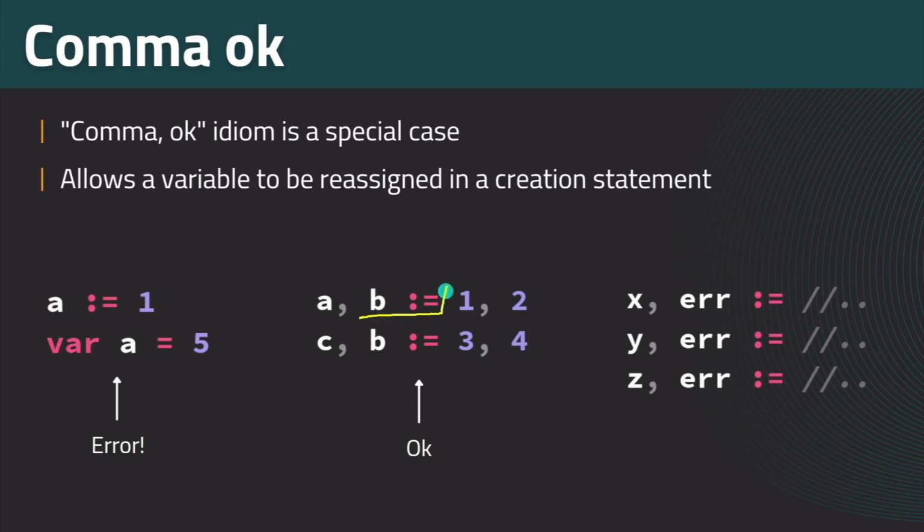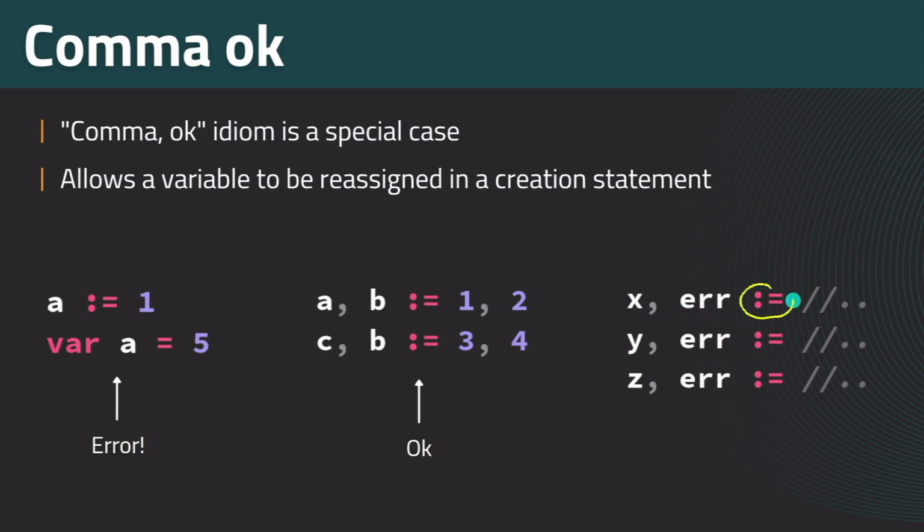Even though we created B right here, since we're using the comma OK idiom, we're allowed to reassign B again, even though we have the create and assign operator. The reason we have this special case is because lots of code might give you errors. And when that happens, we'll have the variable assign and possible error values, and we'll need to check for those errors, which we'll be doing later.